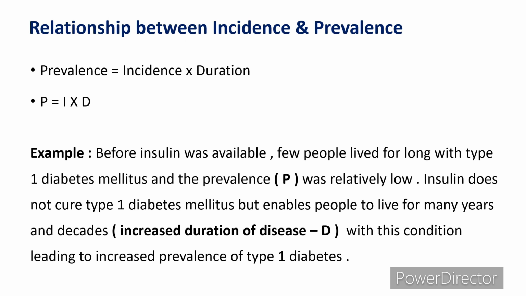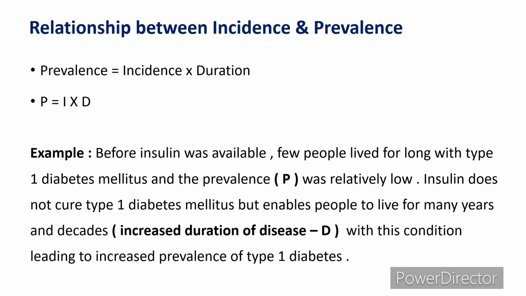Now coming to the most important concept, the relationship between incidence and prevalence. As you already know, prevalence includes both old and new cases, whereas incidence includes only new cases. Prevalence is equal to incidence into duration of disease, that is P = I × D. A simple example: before insulin was available, few people lived for long with type 1 diabetes mellitus and the prevalence was relatively low. Insulin does not cure type 1 diabetes mellitus but enables people to live for many years and decades. That means insulin increased the duration of disease, right? With this condition leading to increased prevalence of type 1 diabetes mellitus.